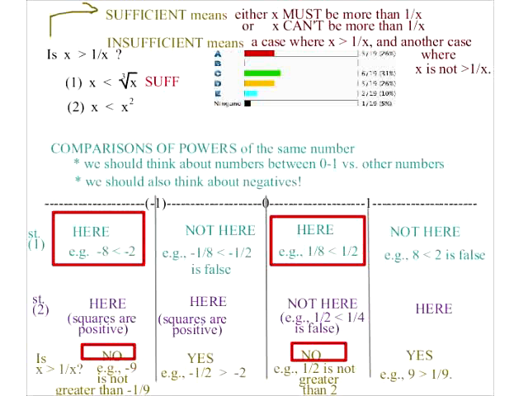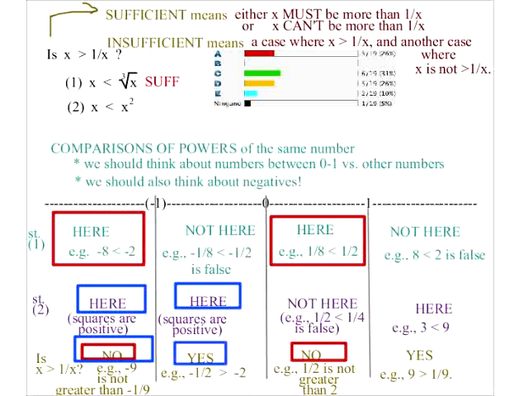So here, this is your normal standard numbers. But this is an insufficient statement because these are cases where the answer to the question is no, and these are cases where the answer to the question is yes. So statement 2 is not sufficient, and the overall answer to this thing is A.